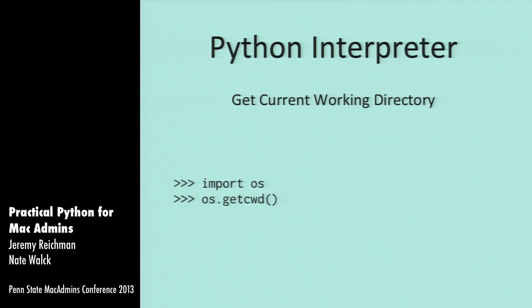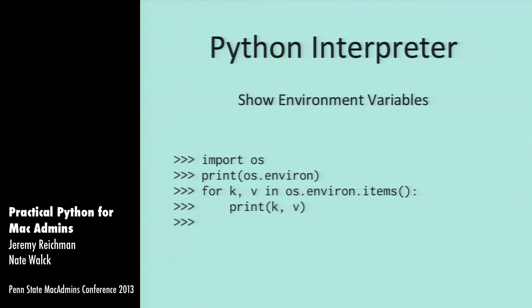If you want to get your current working directory, you just import os, which is a module, and you do os.getcwd for current working directory, and then two parentheses there, because it's a function. When you use a function in Python, you always put the parentheses around it. And that'll get you your current working directory, up to the folder you're in.